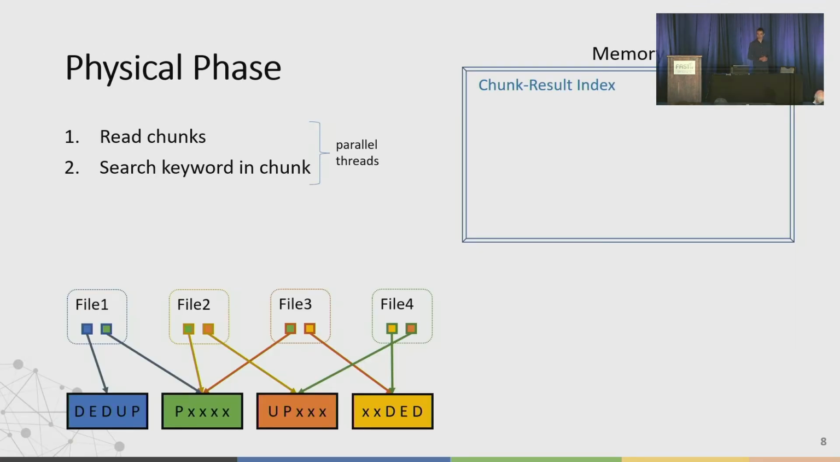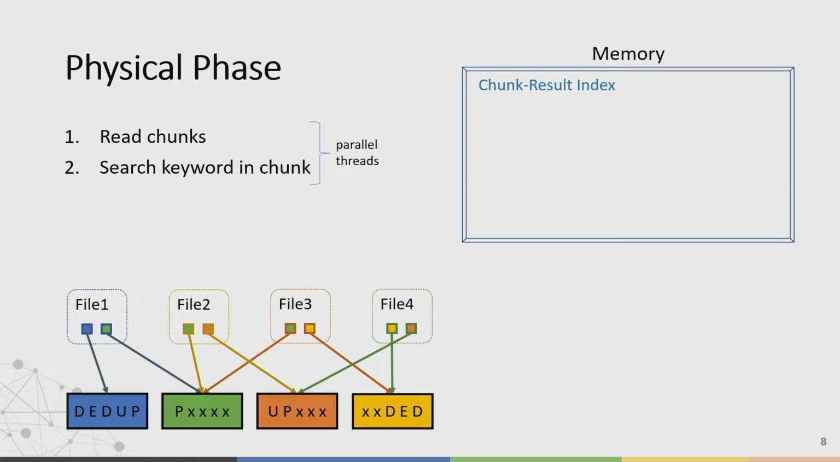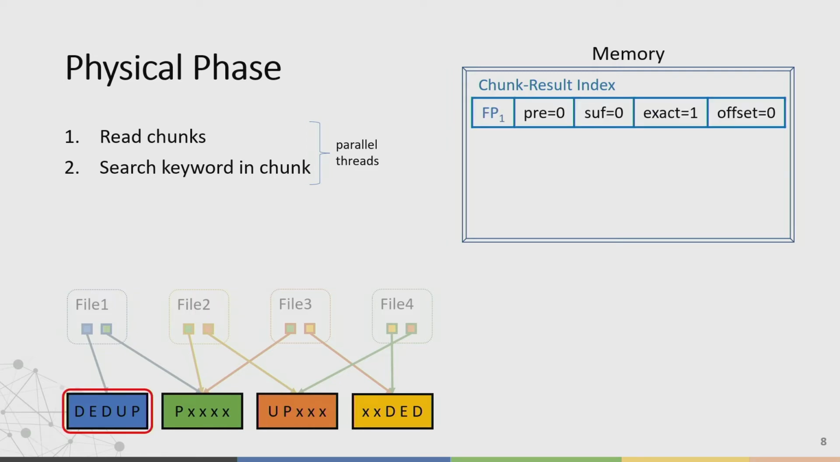So back to our algorithm, to the physical phase. Let's go deeply into our phases. The physical phase focuses on the physical layer. We're going to scan each chunk and keep intermediate results for it. Let's start with the first chunk.